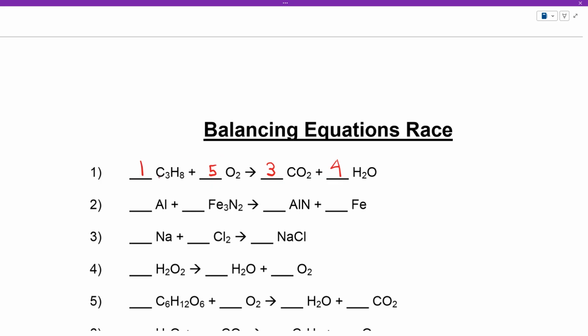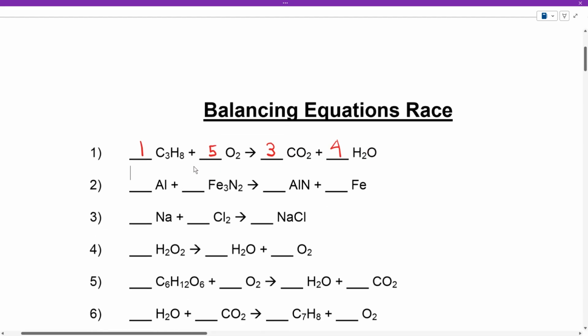Let's double check. We have 3 carbons over here, 3 carbons over here, 8 hydrogens over here, 8 hydrogens over here, 10 oxygens over here, and of course 10 oxygens over here. So this equation should be balanced.